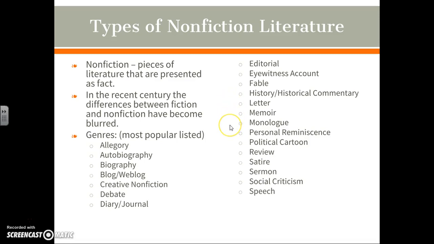Letters, memoirs, monologue we save more for AP Lit. We will look at some personal reminiscence. There are many political cartoons. In fact, there's one within this set of slides, which will be covered in the next video. We'll look at some movie reviews, and you'll actually be writing some reviews of your own. Satire. We will not really cover sermons, but we will talk about sermons. And then there's this idea of social criticism, which we will talk about when we're getting into the satire aspect.